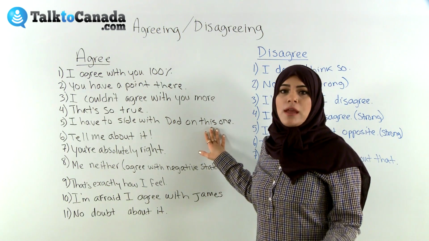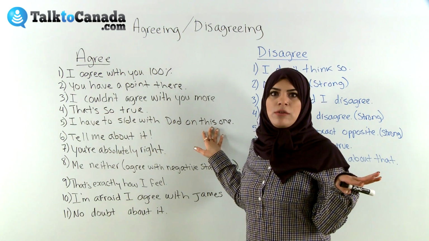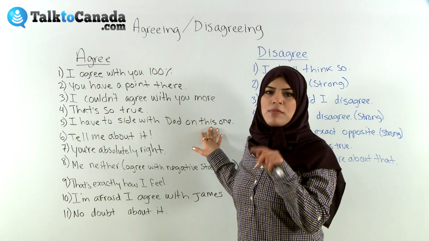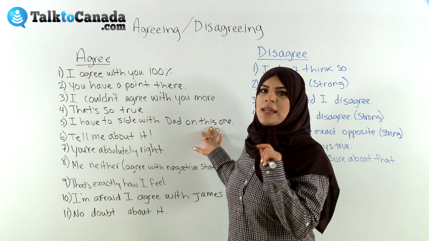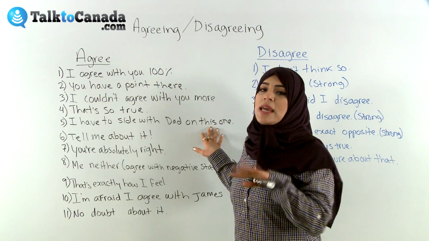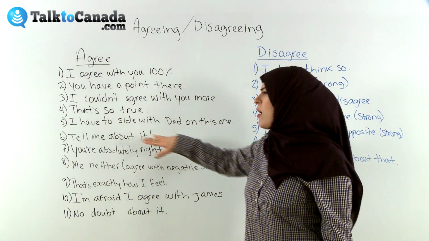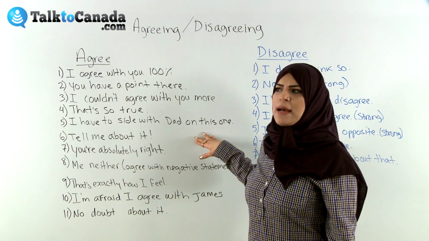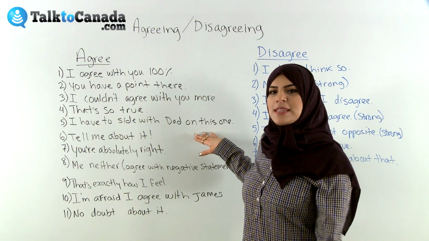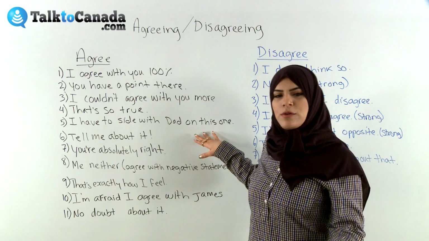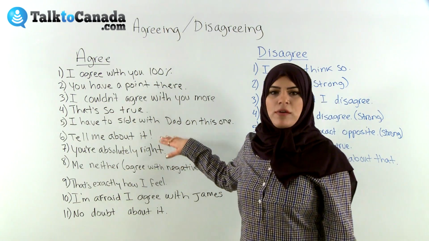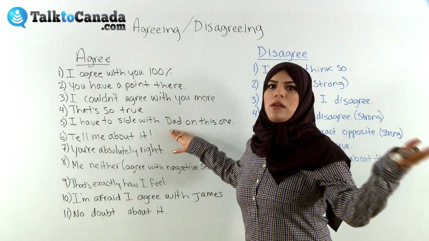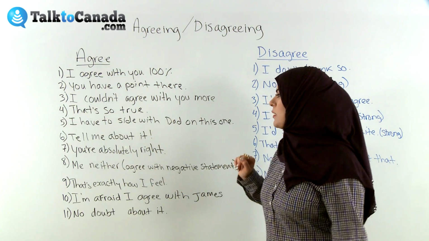Sometimes you agree with one side, but you don't agree with another side. Let's say two people are arguing about something, or maybe they're having a discussion, you can take one side by saying, I have to side with Dad on this one. So you can always agree with one person and disagree with another. It might be a friend of yours. You can say, I have to side with Jane on this one, whoever.